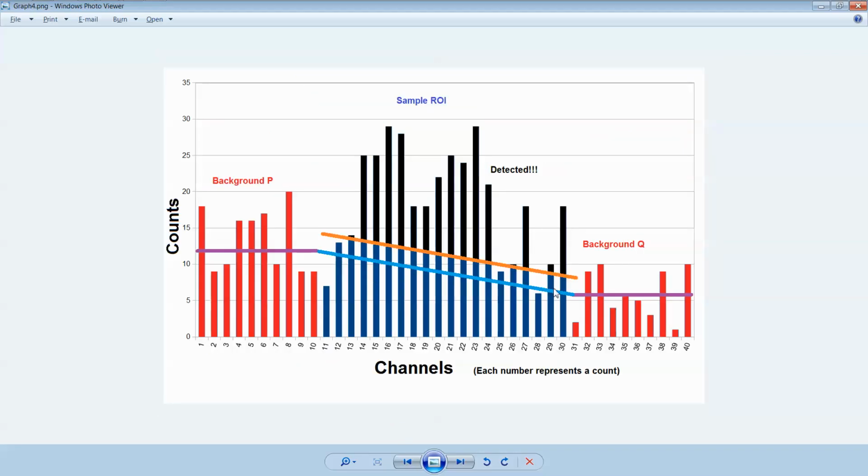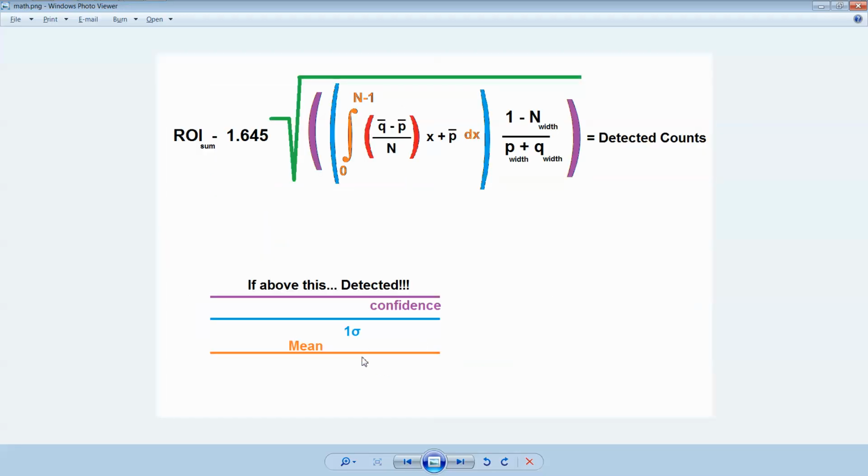This is the mean. See this blue line? This is the mean right here, okay? That's this mean right here. Remember, the colors don't match up. That's the mean. I'm saying that the standard deviation multiplied by that number right there, so it jumps up. Anything above that is detected.